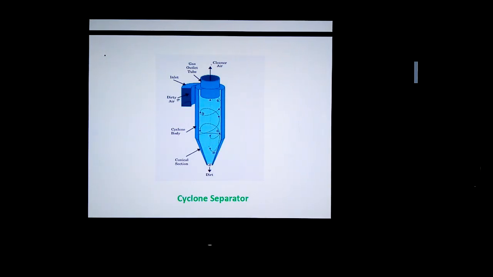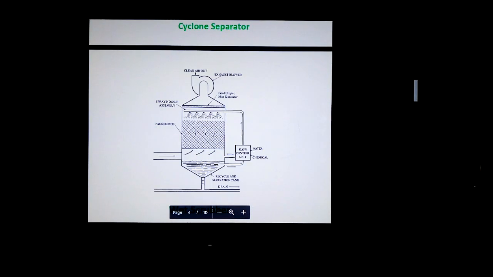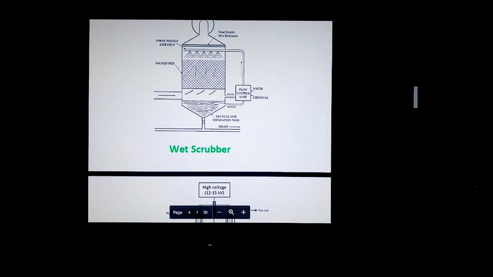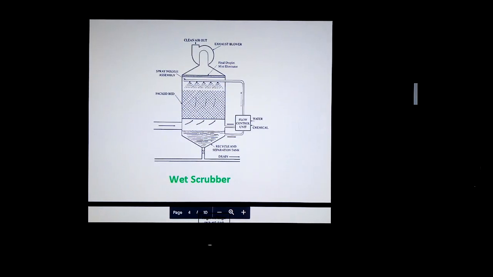The next device we are going to learn is wet scrubber. Wet scrubber is a form of pollution control technology to control gaseous pollutants, especially acidic gases. In wet scrubber, the polluted gas stream is sprayed with lime water to neutralize the acid gas. These are used in acid plants, fertilizer plants, steel mills, etc.